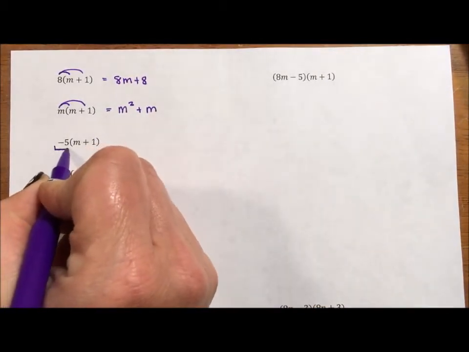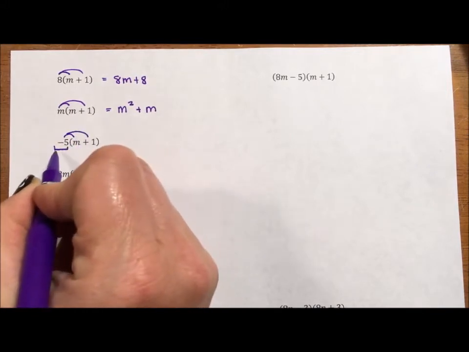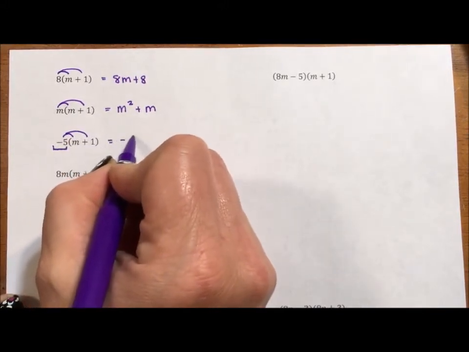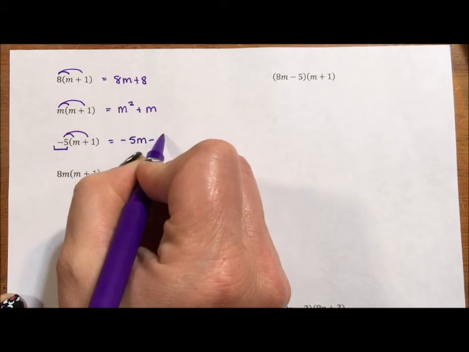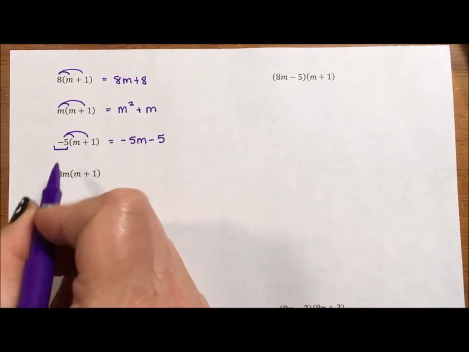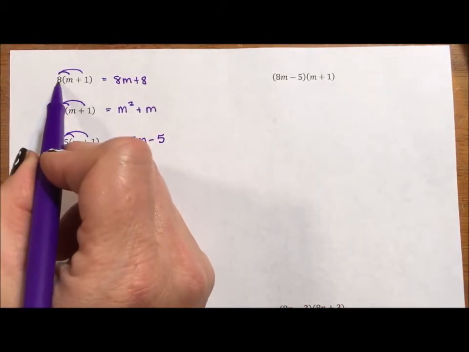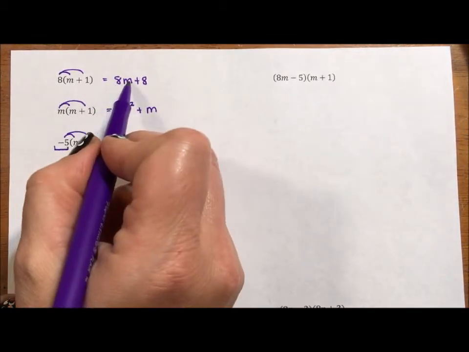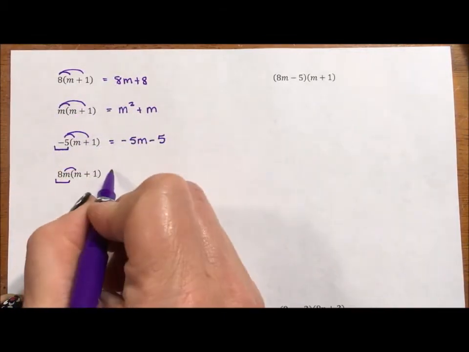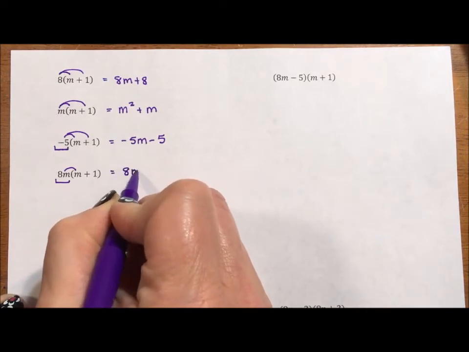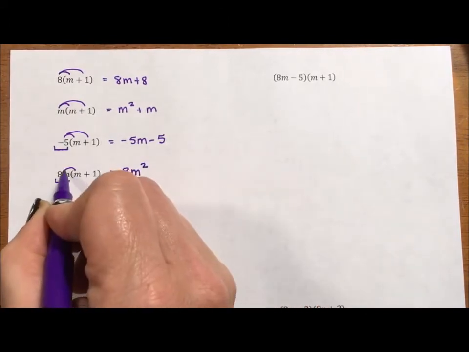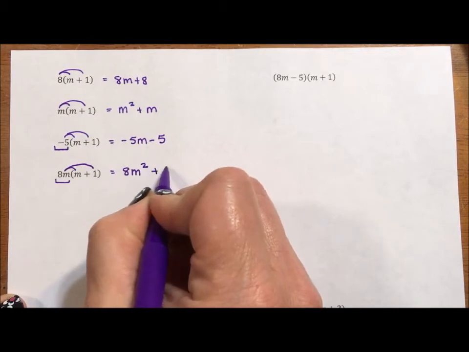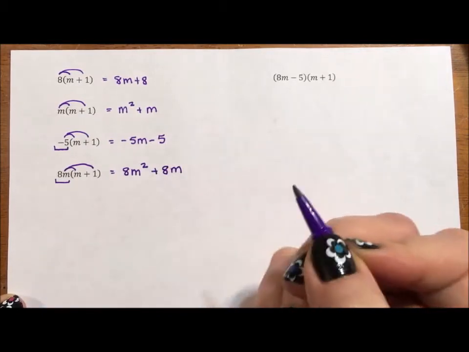Here I have a negative distributing in. That negative has to go with the 5. So I have negative 5m minus 5. And here, it's kind of combining these two. I'm multiplying both the 8 and the m in. So the 8 gave us an 8m, the 2 m's gave us an m squared. This will give us an 8m squared. 8m times 1 is 8m.